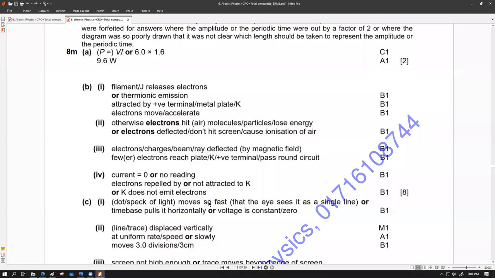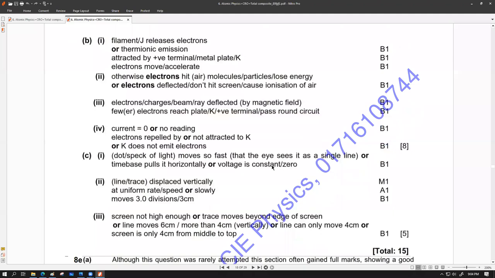Check out the answers, kids. You should be able to understand. Tell me which part you cannot understand. Go through the mark scheme. If you have any confusion about any part, tell me about it.